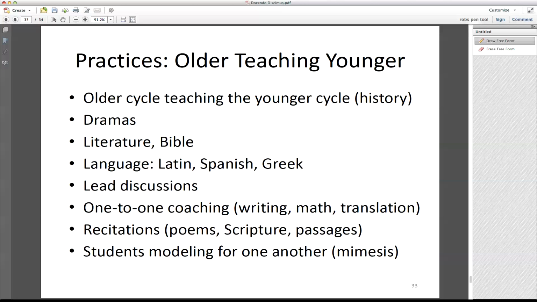With language, older kids who are farther along in languages like Latin, Spanish, Greek, or French can come down and teach and speak in the language and instruct in the language. The older kids can lead discussions. They can participate in one-on-one coaching, helping with the tutorials, writing, math, the translation of a language. Older kids can come and recite the poems and scripture and other passages that they've memorized. And they model therefore for the younger students.